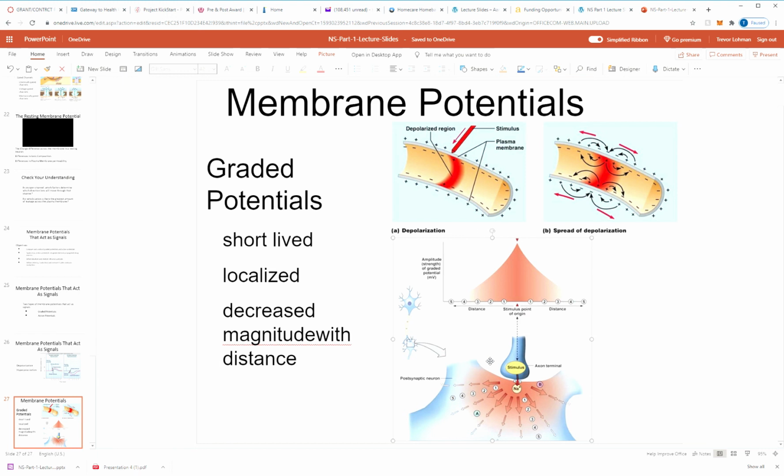We will find that none of this is true of action potentials. So that's where we're going to pick up part 2, is we're going to compare what we just learned about graded potentials with action potentials. And I imagine that graded potentials will start to make more sense once you have the big picture.